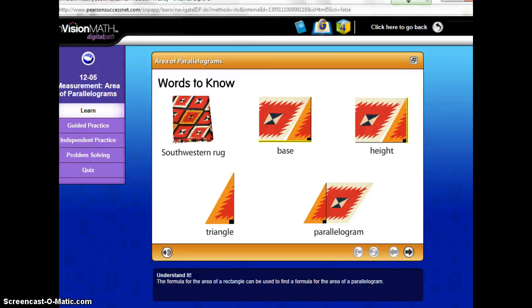Today we are going to focus our lesson on finding the area of parallelograms. Who knows what a parallelogram is? Will?